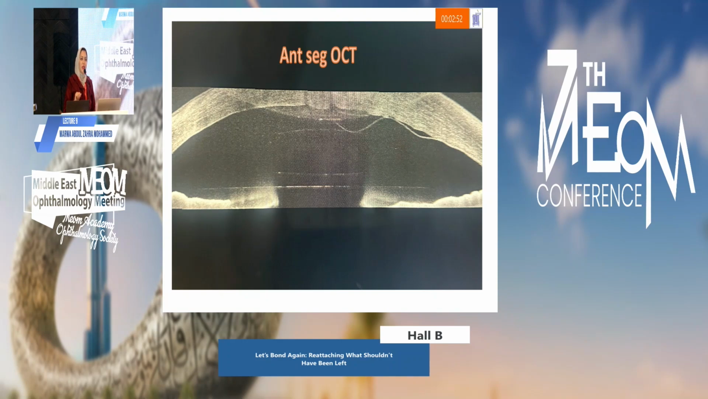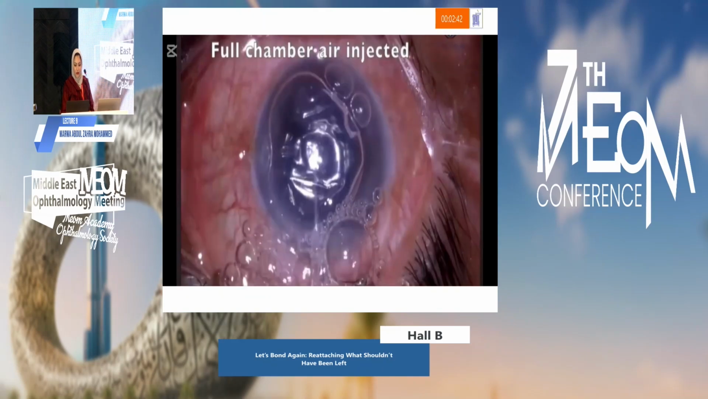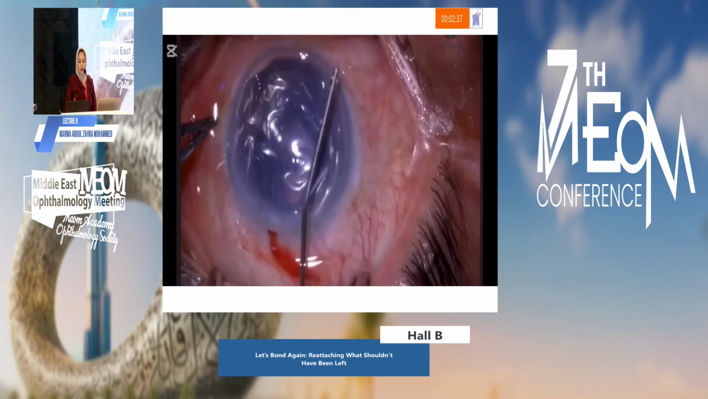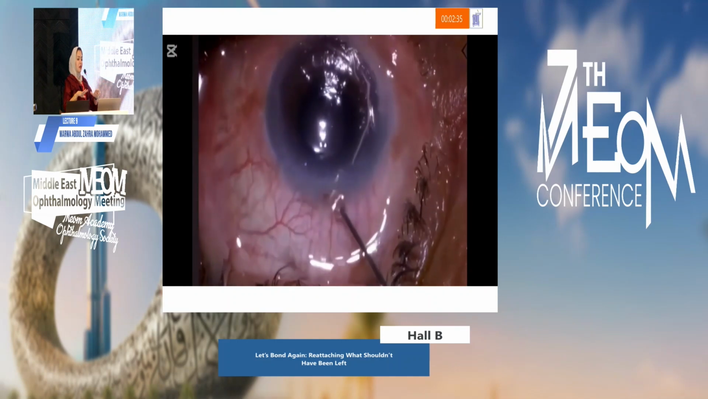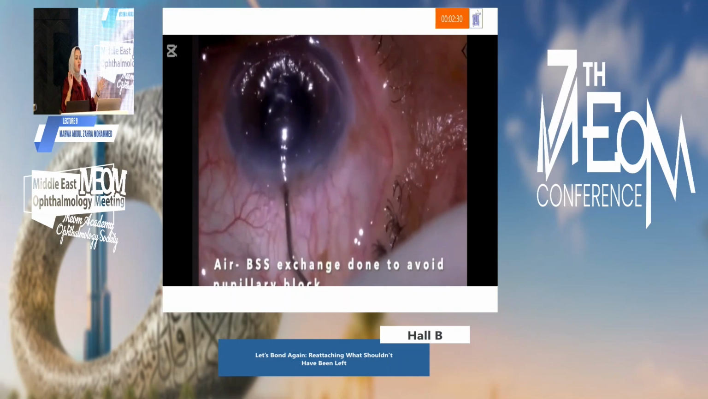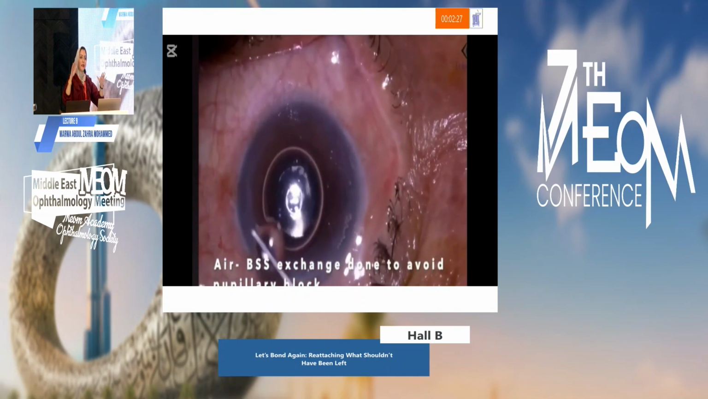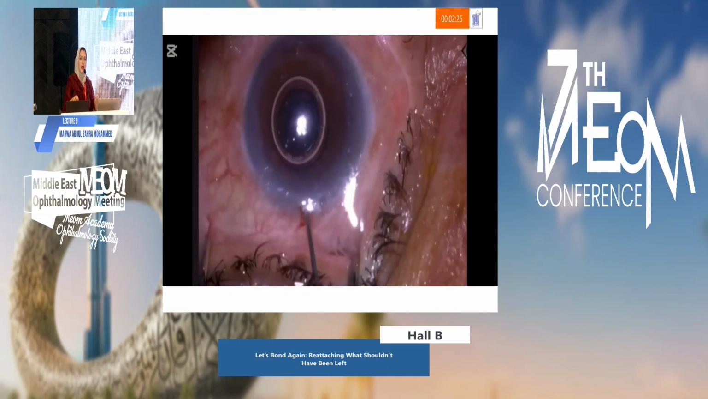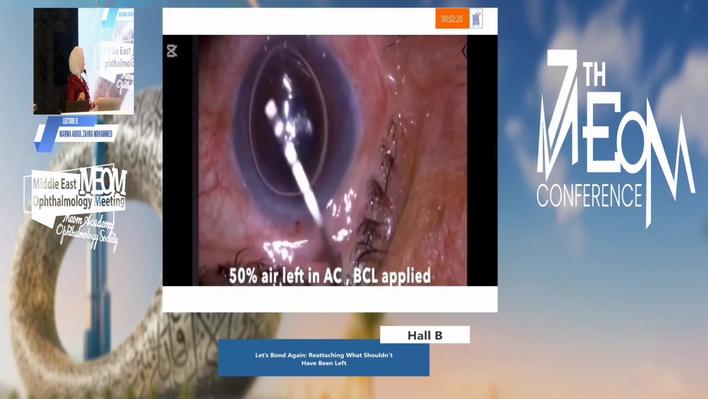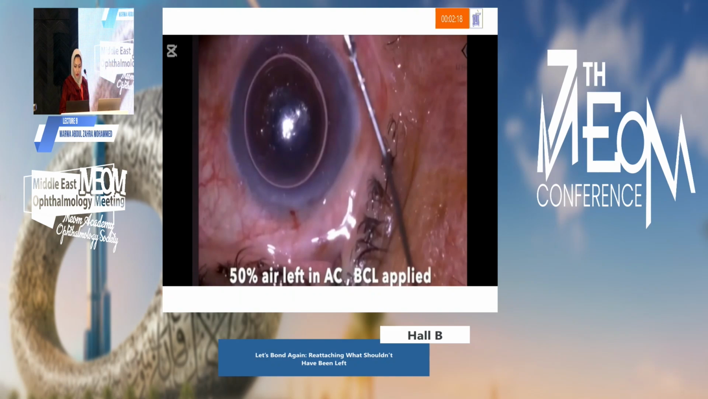So what did I do? I directly decided to take the patient again to the operation room and re-inject an air bubble. And this is the same as this video. We take an air bubble. I fill the anterior chamber. The whole anterior chamber is filled, waiting for 4 to 5 minutes, and then decompress the anterior chamber and leave just 50% of the air bubble. It's just the same as in that video.